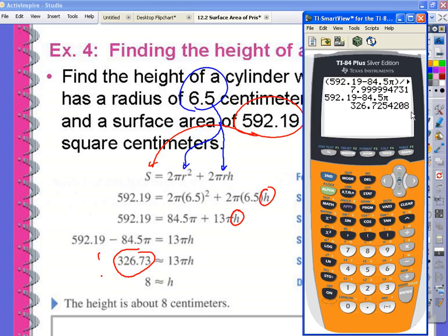Okay? Make sense? Either of those is fine, but what you don't want to do is get an answer here and then say round that to 326.73, and then, see what I'm saying? You don't round it until the very, very end. Okay? We good with that?